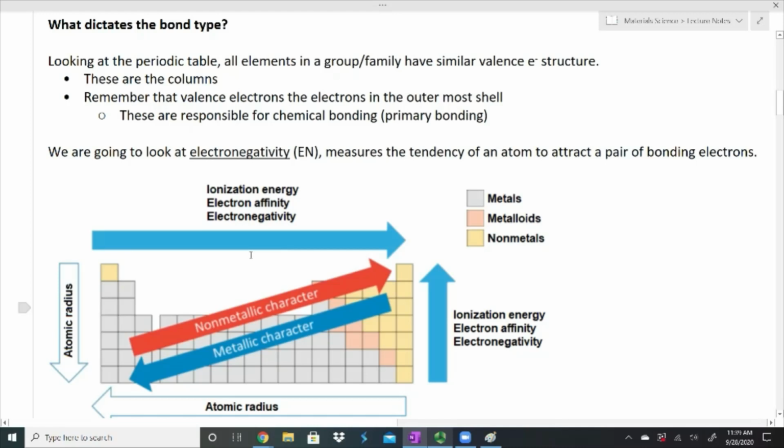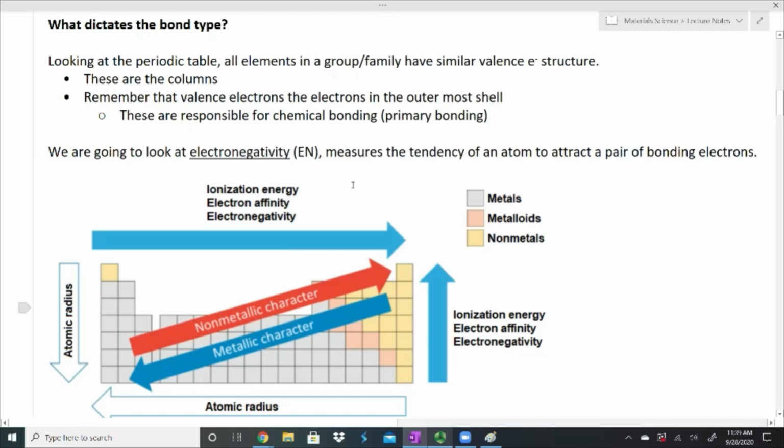So what we're going to look at on our periodic table is the property of electronegativity, which often is just written as EN for electronegativity. And what this does, it measures the tendency of an atom to attract a pair of bonding electrons. Or in other words, how much does it want electrons compared to another atom?